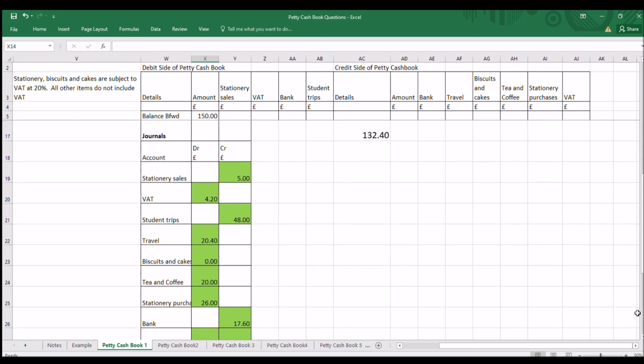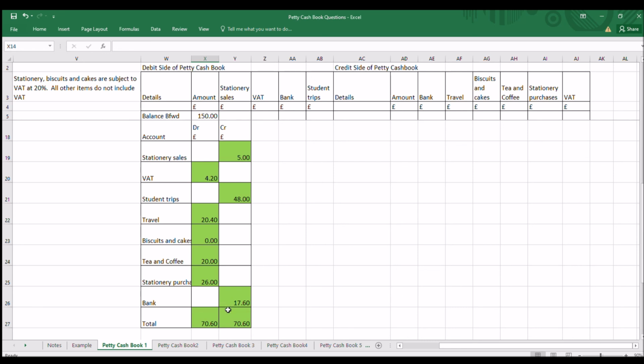And what we would be doing instead is we wouldn't be having the £17.60 here. We would be crediting the petty cash £70.60, and debiting these other accounts, and so our petty cash would have dropped in that situation if we didn't make it up. So that's the answer to this petty cash question. Hope you got it right. Thanks for listening. Bye bye.